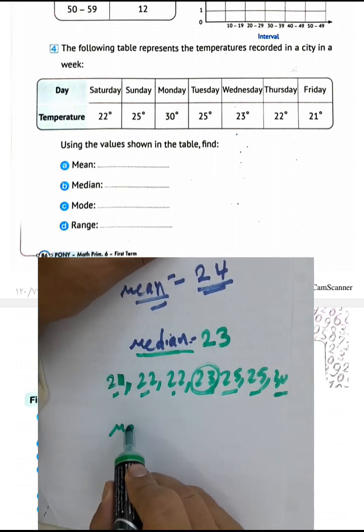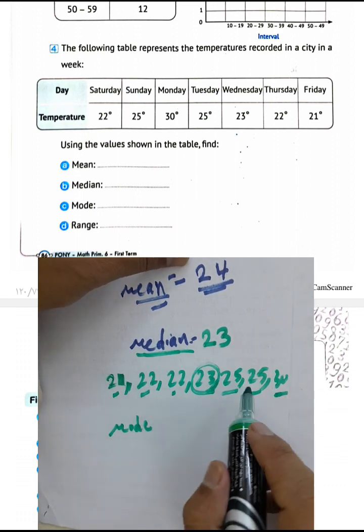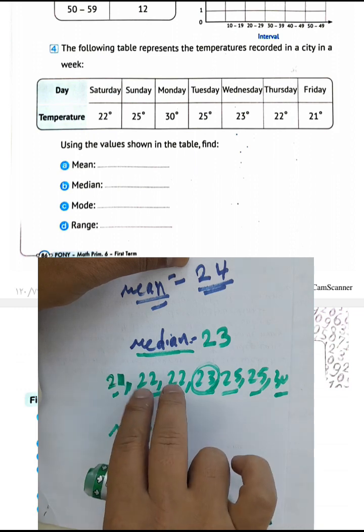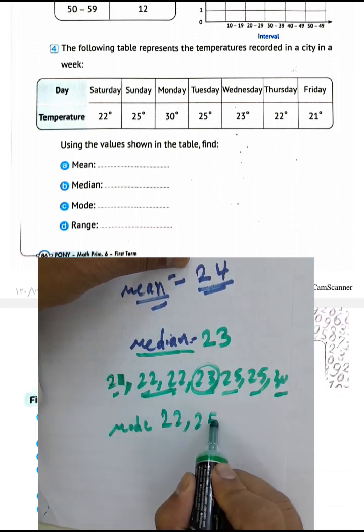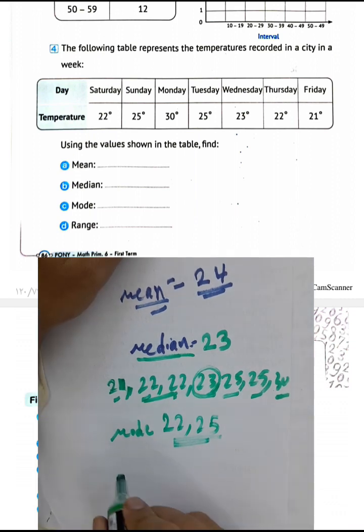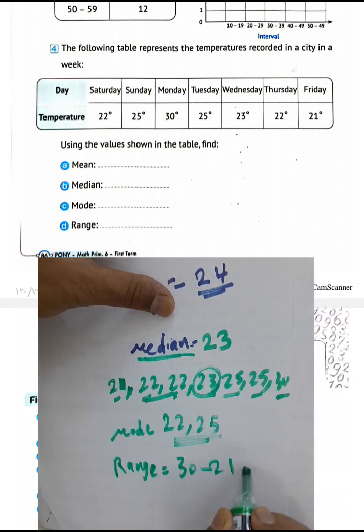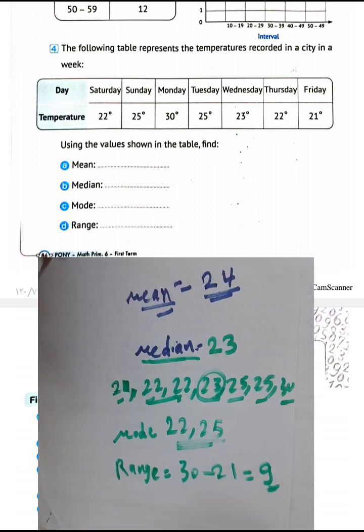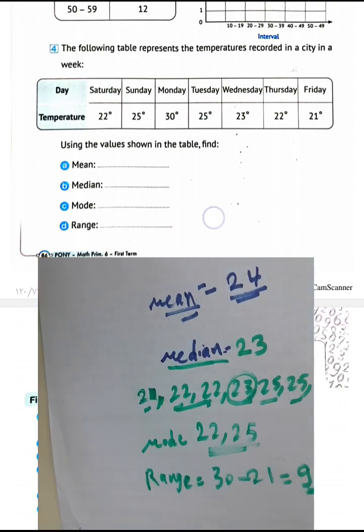Okay, and the mode is the number that repeats most. 25 repeats 2 times and 22 repeats 2 times, so the result will be 22 and 25. It's the mode. And the range equals the difference between the greatest number and the smallest number. The difference between them will be 9. Okay, it's the last question.